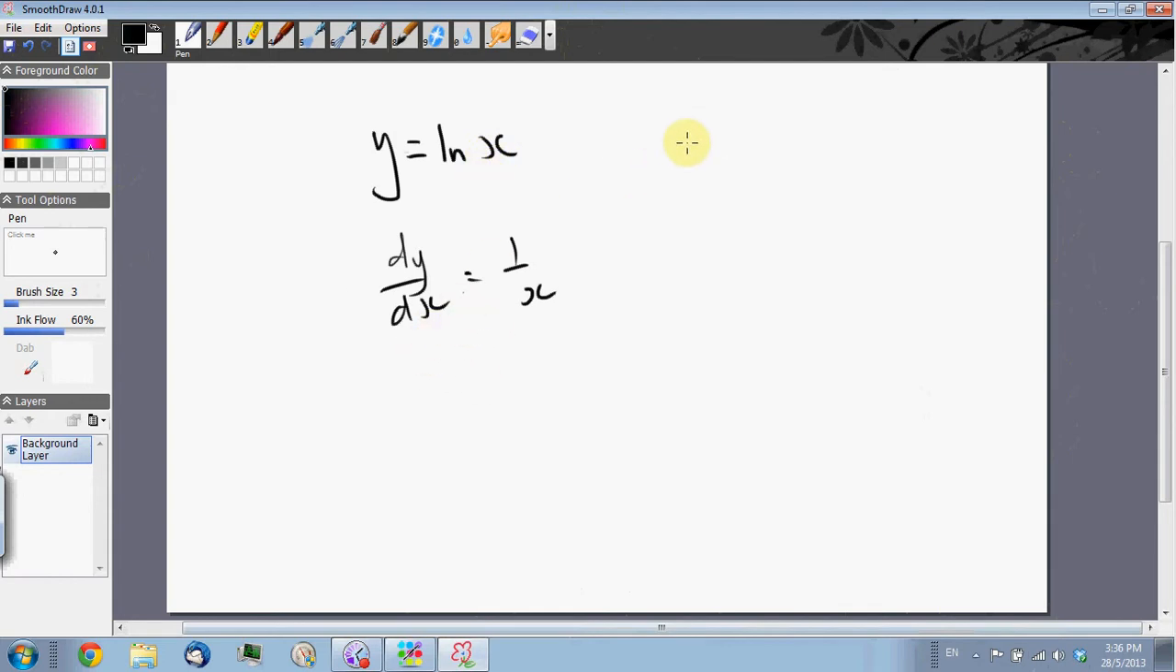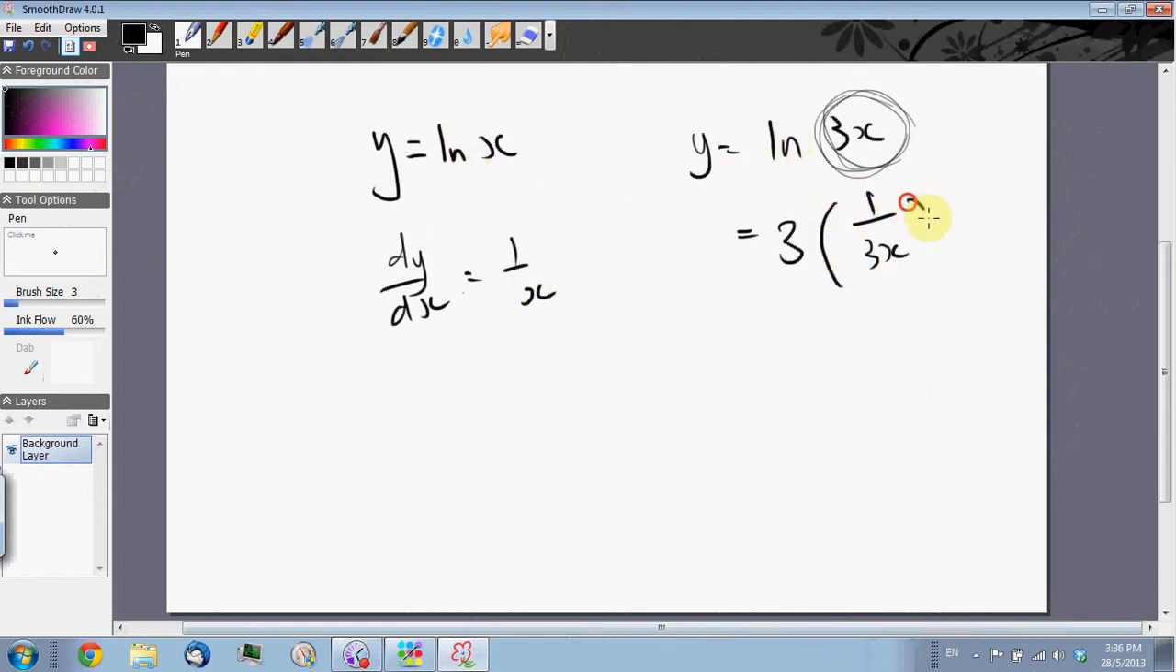Okay, and for exponential, for example, wait, we do this first. Let's say I have y equals ln of 3x. What happens? Remember again, you must differentiate inside first. Differentiate inside, you get 3. And then after you differentiate it, just apply the ln changes to 1 over x. So it becomes 1 over 3x. So it becomes 3 over 3x, which equals 1 over x.